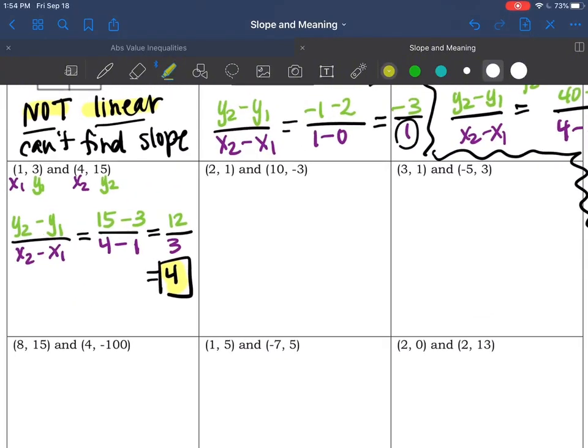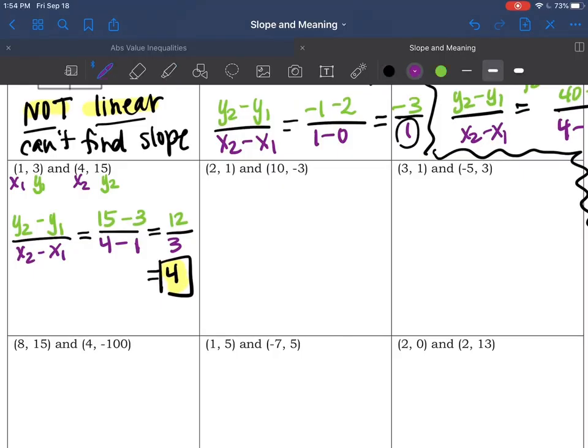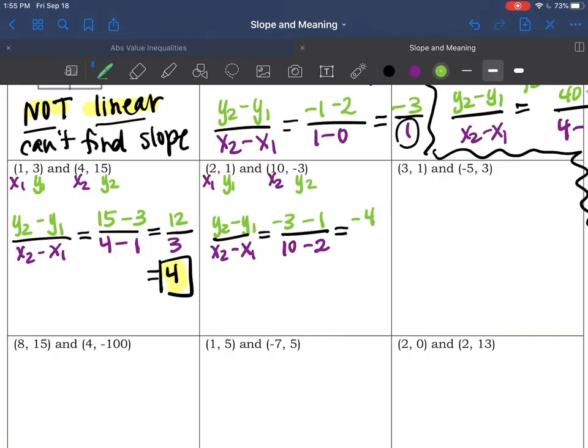No negatives. Okay, on this second example, be careful, we got some negatives. x1, x2, y1, y2. y2 minus y1 over x2 minus x1 gives me negative 3 minus 1 on top, 10 minus 2 on bottom. Negative 3 minus 1 is negative 4. If you're in debt $3 and spend another $1, you're now in debt 4. Use your calculator if you need to. I'm not going to stop you.